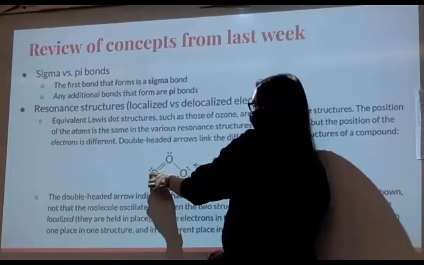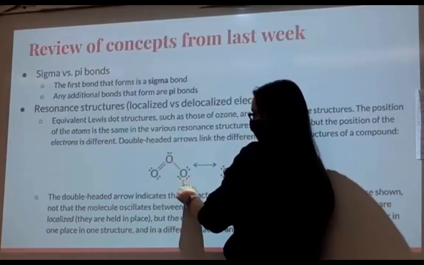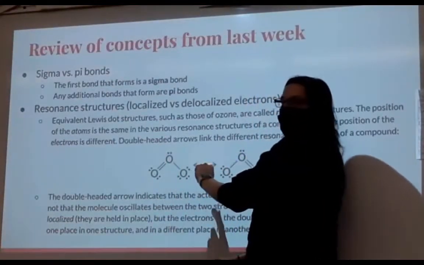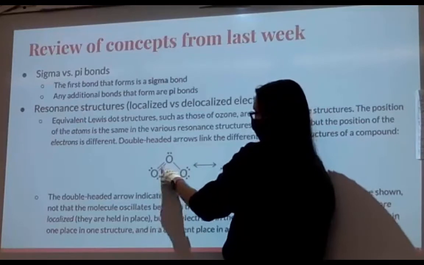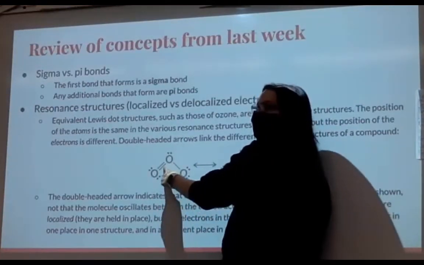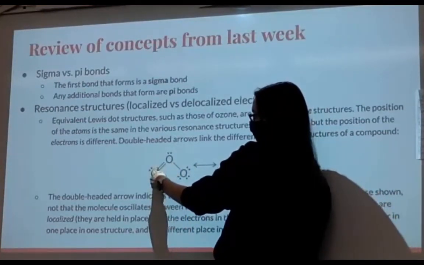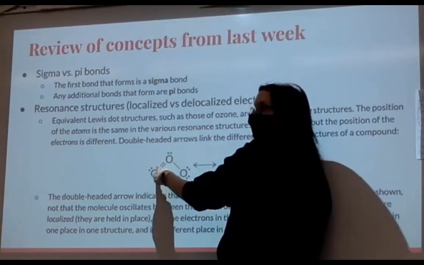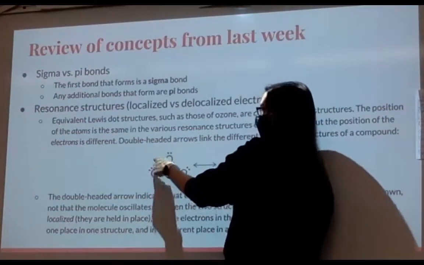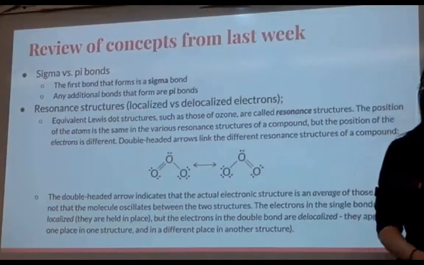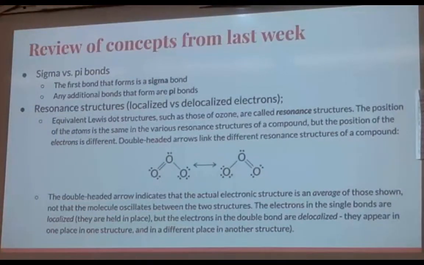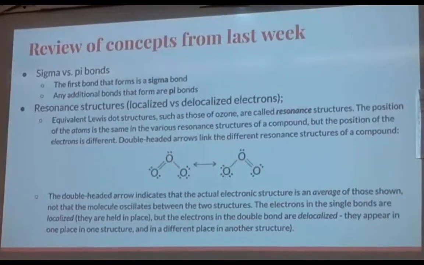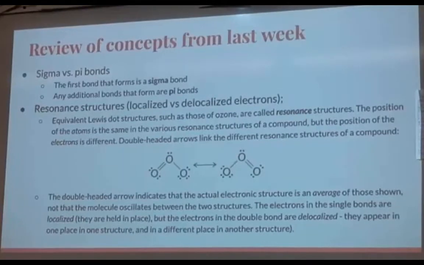So if we're looking at ozone here, this single bond is sigma. We look between the other two O atoms. The first one that forms is sigma, which means this one's pi. If you have a triple bond, the first one is sigma, the other two are pi. So you have to have the Lewis structure to determine sigma versus pi bonds.